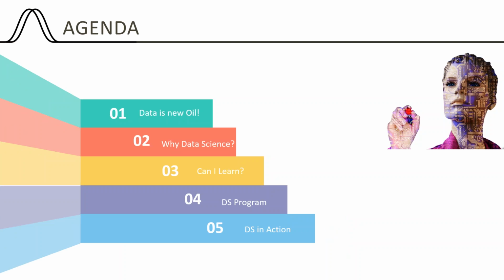Okay. Agenda for today is we mainly cover the 5 items. The first one is data is new oil, and why data science. Can I learn? I mean, can you learn data science? Then we cover the data science program. What are the contents we are going to cover in this course and the duration. So most of the items we cover there. Then we see the data science in action. So I will show you a quick demo, and also we will run through few of the algorithms in the session depending on our time. I'm trying to cover the whole session in 1 hour or 1 hour 15 minutes. Then we have some time for the Q&A.